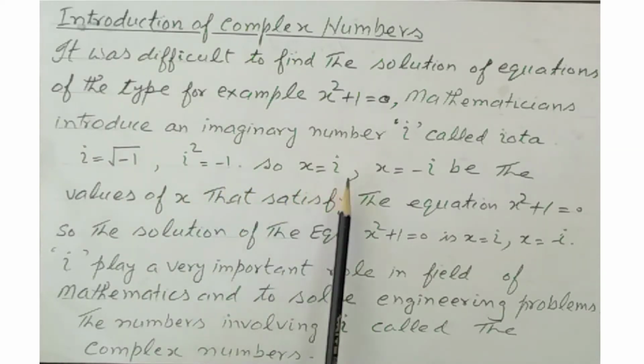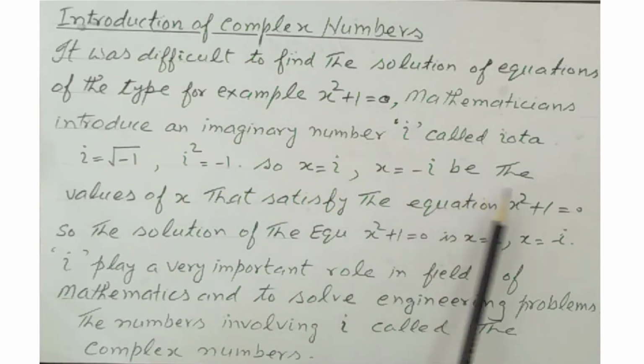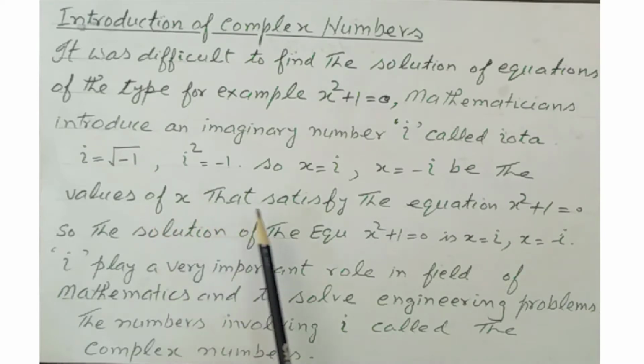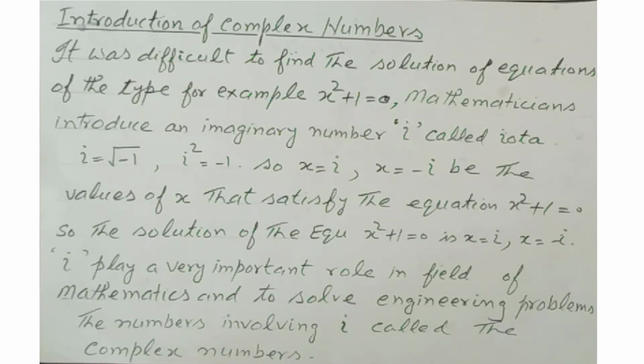So, x equal to iota and x equal to minus iota are the values of x that satisfy the equation x square plus 1 equal to 0. So, the solution of the equation x square plus 1 equal to 0 is x equal to iota and x equal to minus iota. Iota plays a very important role in the field of mathematics and to solve engineering problems. The numbers involving iota are called complex numbers.